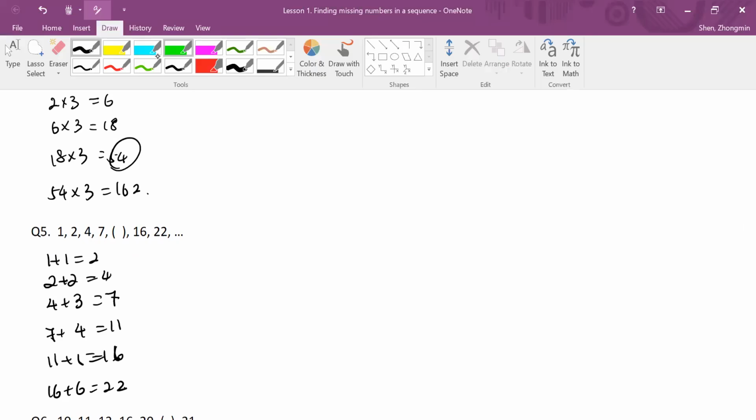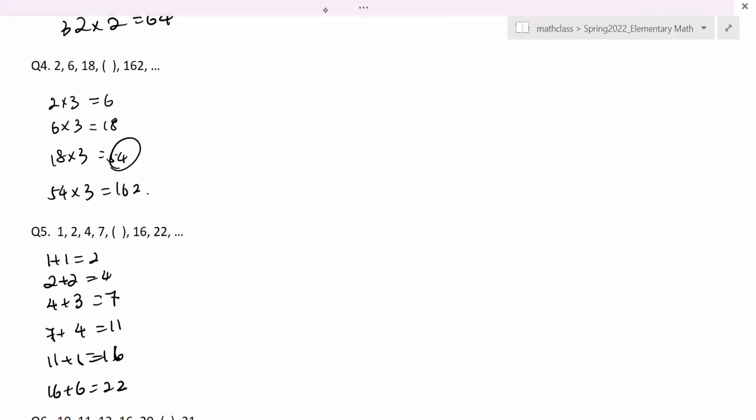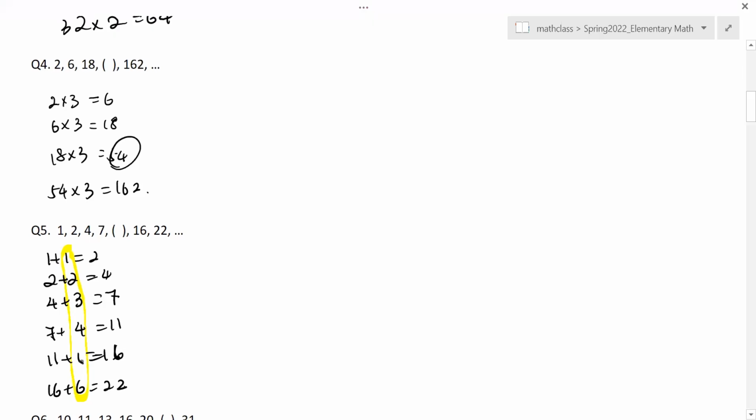So this time, every time you add a number to the previous term to get the next term, but the value of the number you add is increasing. It's not going to be constant. So that's why it's different from the previous sequence. In the previous sequence, you either multiply the previous term by the same number, or add the same number to the previous term to get the next term, right? But this time, it's different.